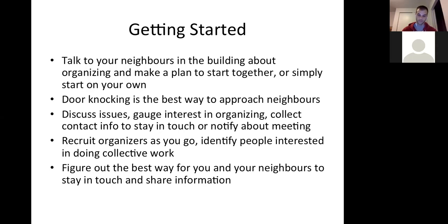Another thing you could do at the door when you're collecting contact information is figuring out the best way for you and your neighbors to stay in touch and share information. So, you know your neighbors better than anyone. You know the demographics, people's access to technology. As you're door knocking, ask people, what's the best way for us to stay in touch? Is it telephone? Do you have a cell phone? Is it a landline? Do you have WhatsApp on your phone? Do you have Facebook? Do you have email? Getting that information from your neighbors when you're doing that initial door knocking could help you decide what way is best for you and your neighbors to stay in touch.